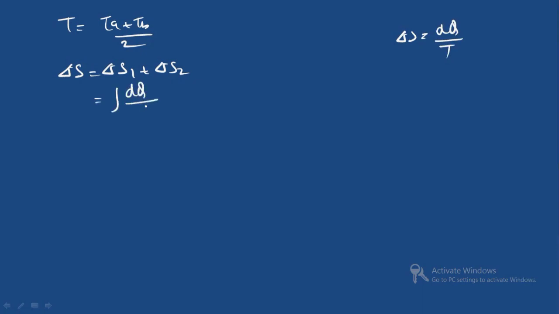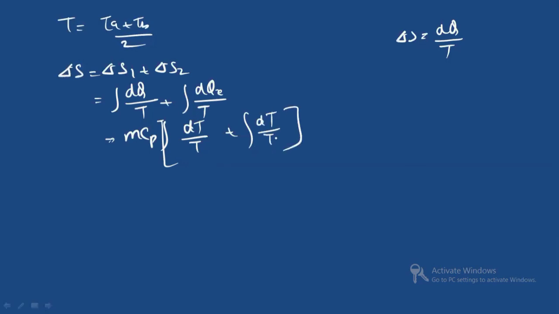So this will be integration of dq by T plus integration of dq by T. Now if you see here, dq was equal to mCp dT. So this is mCp integration of dT by T, plus integration of dT by T. For the first one, temperature goes from Ta to T, and for the second from Tb to T.